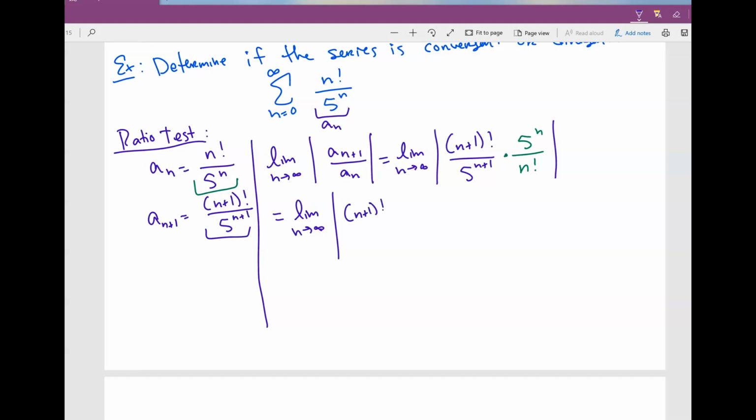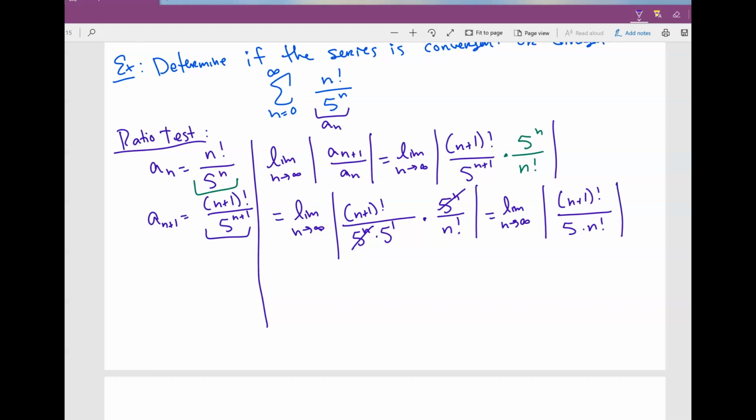n plus 1 factorial. This guy, we can break it up as 5 to the n times 5 to the first power. That's just an exponent property. And then a 5 to the n over n factorial. Okay, so the 5 to the n's can go away. So I'm going to be left with the limit as n goes to infinity. On the top part, we're going to have an n plus 1 factorial divided by a 5 to the first power, which is just 5, times n factorial. Now, what are we going to do with the factorials? Because there's only room for one factorial here.